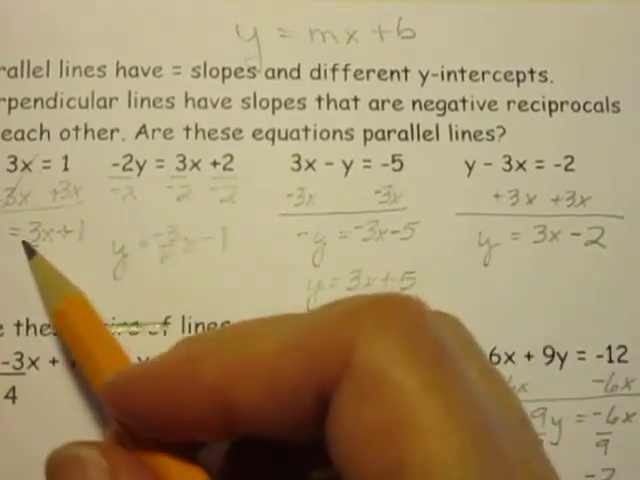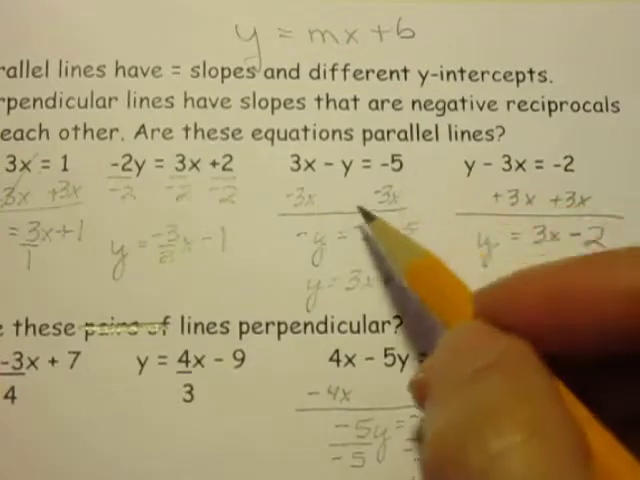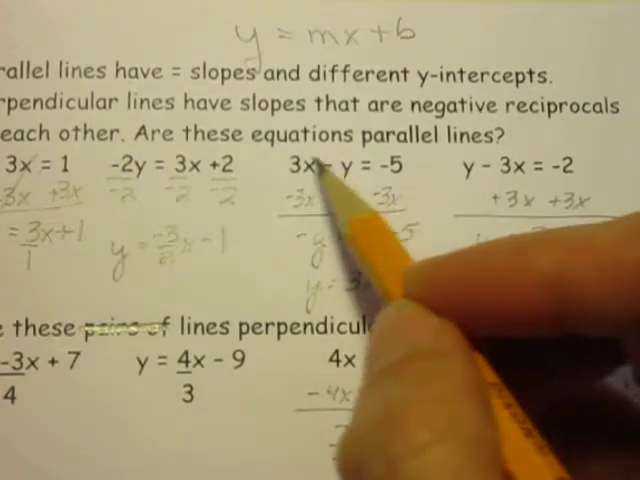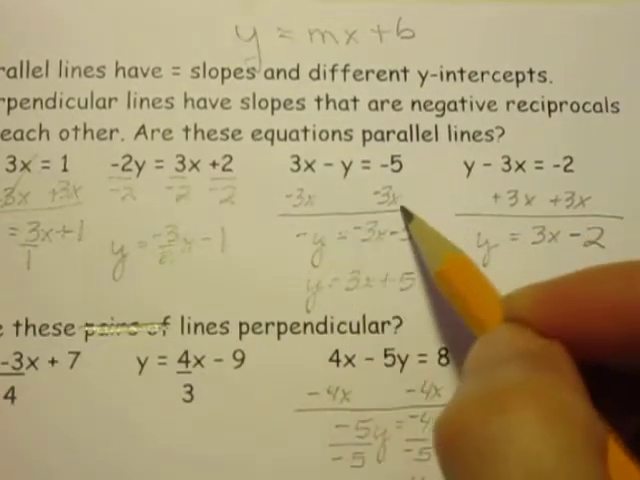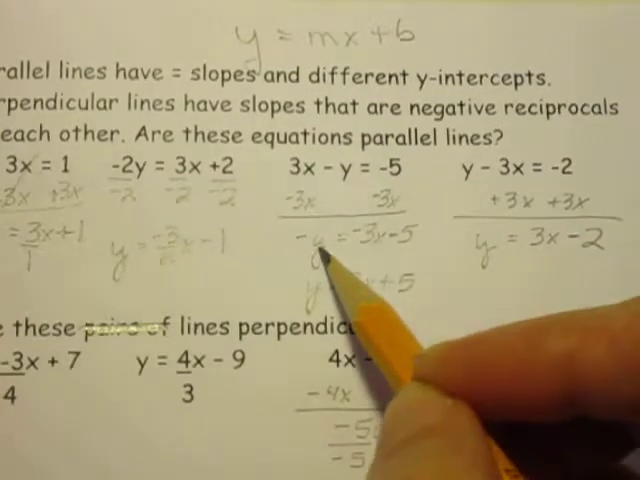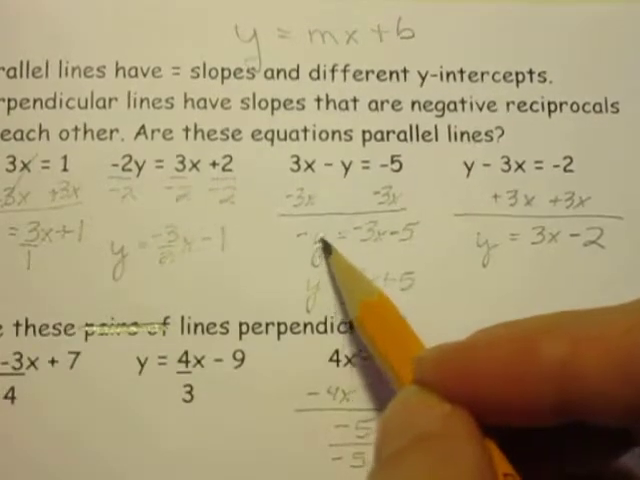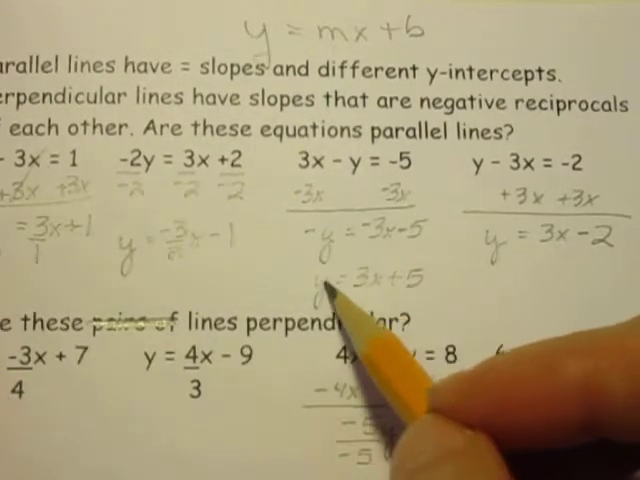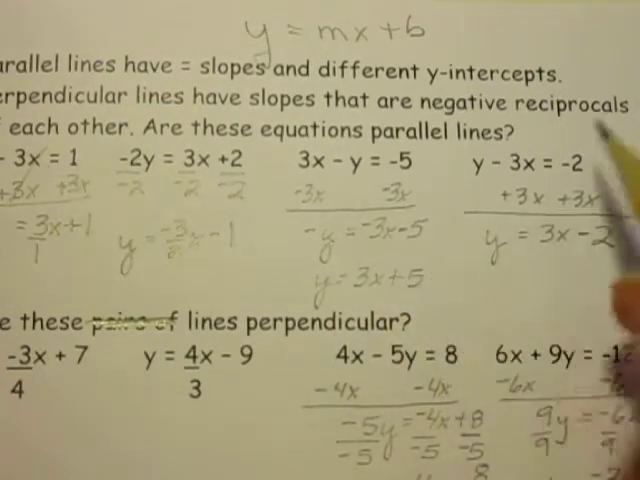Well, they are not the same slope, so these two are not going to be parallel, nor are they going to be perpendicular for that matter. But here I am with the next one. I need to, again, isolate y. So I subtracted -3x from each side. Now I have -y is equal to -3x minus 5. But that y is still not isolated. I need to get that isolated by dividing everything by -1 to get this equation here.